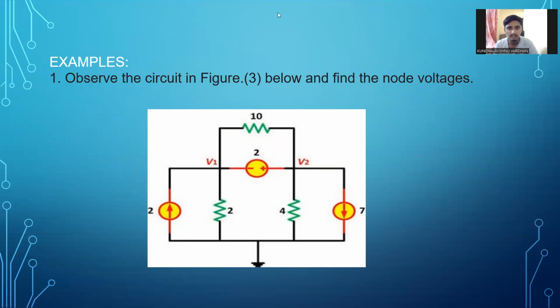As we can see here, this is one node and this is another node, because more than three branches are connecting together. This is known as a node. Let's see what the question is. Observe the circuit in the figure below and find the node voltages. It has one voltage source of 2 volts, and here are the two nodes V1 and V2, and resistances of 10 ohms, 2 ohms, and 4 ohms.